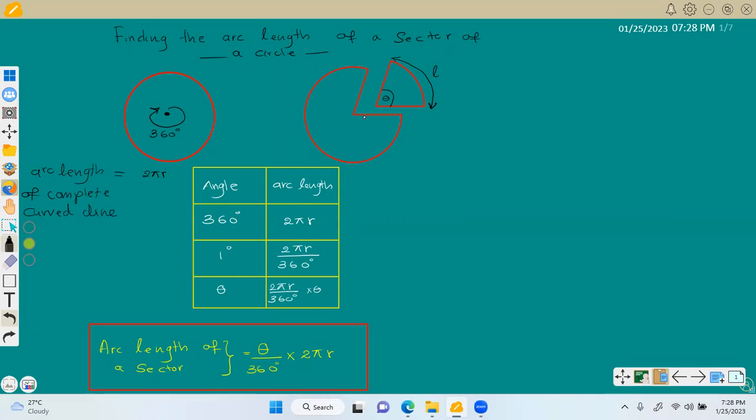Okay. So when we separate a particular portion from the circle by cutting along 2 radii, then the angle at the center is theta. Now around the point, it is 2 pi r. That means for 360 degrees, it is 2 pi r. Then for theta, we have to find it.